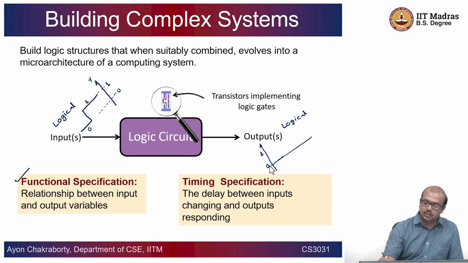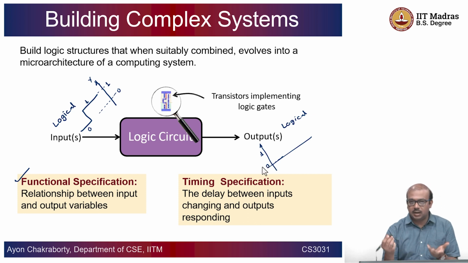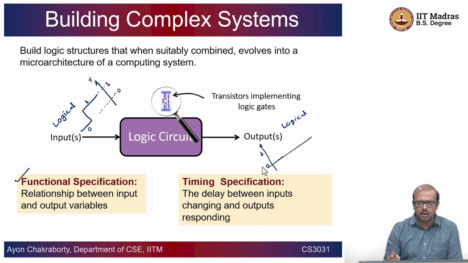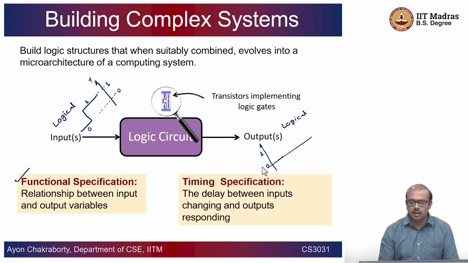The other thing is that whenever this change happens, let's say this was 0 and now it has changed to 1. So let's say, suppose this is a NOT function or a NOT gate. We are going to know more about it. NOT is just a complement of this particular logical value. If it is 0, it is going to be complemented as 1. If it is 1, it is going to be complemented as 0. But the timing specification is going to tell you the delay between the inputs changing and the outputs responding.